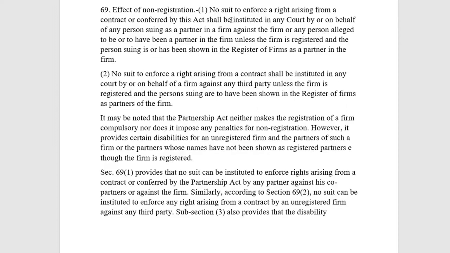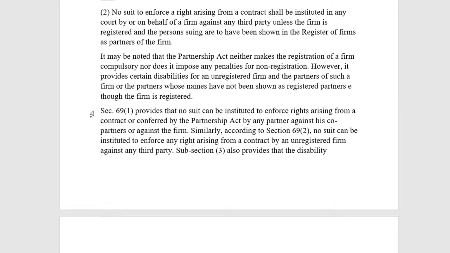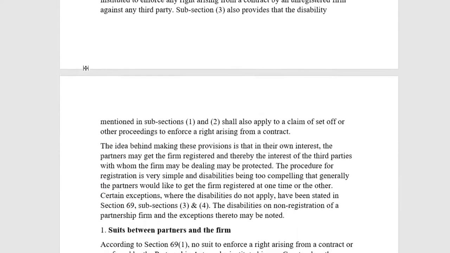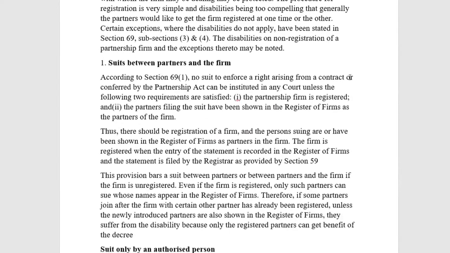Effect of non-registration: no suit to enforce a right arising from a contract conferred by this Act shall be instituted in any court by or on behalf of any person suing as a partner in a firm against the firm, or any person alleged to be or to have been a partner in the firm, unless the firm is registered and the person suing is or has been shown in the register of firms as a partner in the firm. These are mentioned under sub-clause 1. And sub-clause 2: no suit to enforce a right arising from a contract shall be instituted in any court by or on behalf of a firm against any third party, unless the firm is registered and the persons suing are or have been shown in the register of firms as partners of the firm. Up to this point it has been repeated.